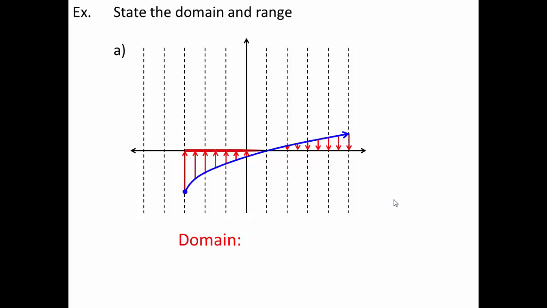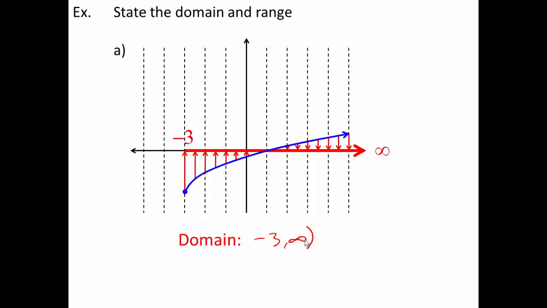So as far to the left as it goes is -3, and it uses up every single coordinate on the x-axis to the right of -3, in other words, from -3 to positive infinity. Therefore, I can say that the domain is the interval from -3 to positive infinity.